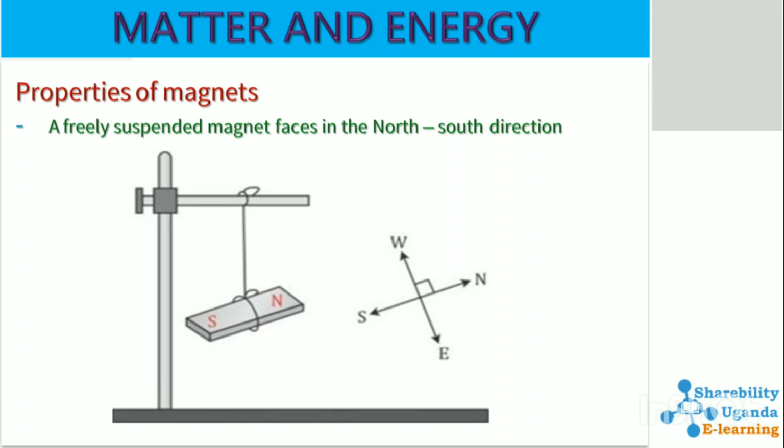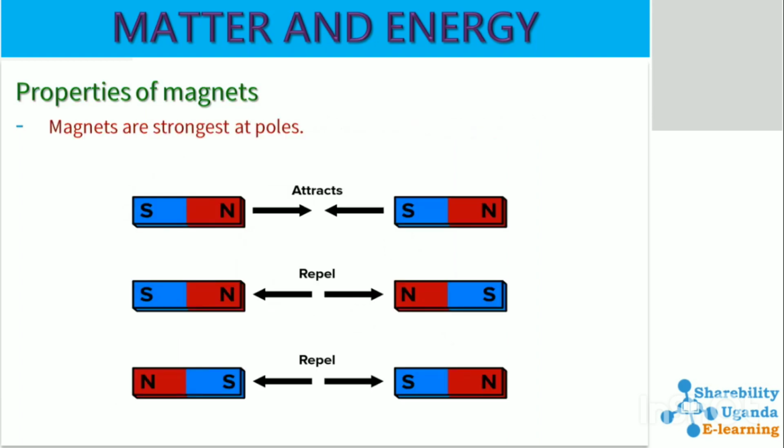However, magnets have various properties, which include: 1. When freely suspended on a string, a magnet will rest in a north-south direction, as illustrated. And then another property of magnets is that magnets are strongest at the poles.